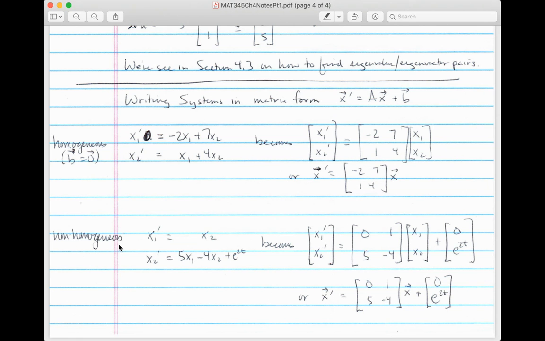Here's a non-homogeneous example. This goes back to the very first thing we talked about on the first page of this document. I've got this system of equations here. If I want to write this in matrix form, I would get x1 prime, x2 prime equals, and then I've got a 0 here because there's no x1 term, so I can think about it as 0, 1, 5, negative 4, times x1, x2, plus the column vector 0, e to the 2t. And this would be its form if I wanted to write it in terms of vectors x prime and x.